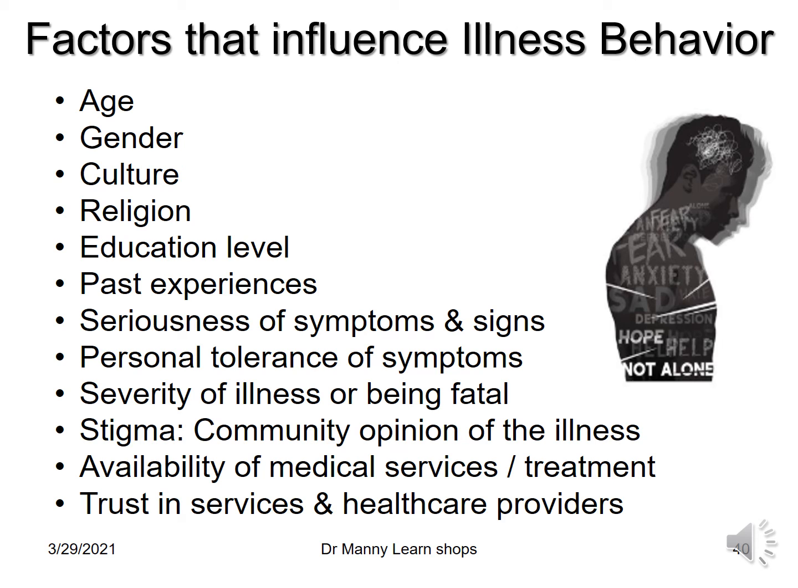Factors that influence illness behaviour are your age, your gender, your culture, religion, how much education that you've had, and your past experiences. The seriousness of the signs and symptoms, and how you tolerate those symptoms. How bad the illness is. Is it minor, moderate, or serious? Does stigma come into it? Because community opinion of illness is important, especially in Malaysia. If you have mental illness here in Malaysia and other countries as well, not just Malaysia, people are very hard. People are very uncaring. So community opinion of illness is important.